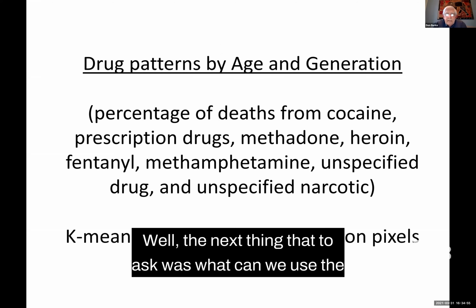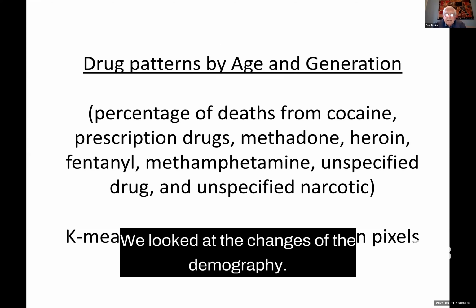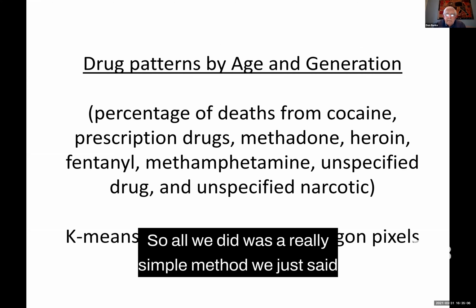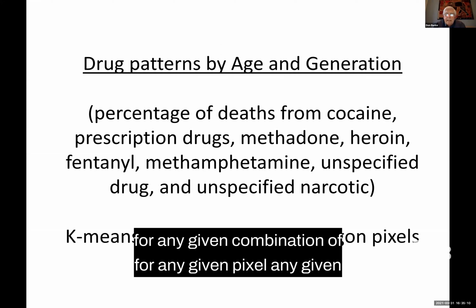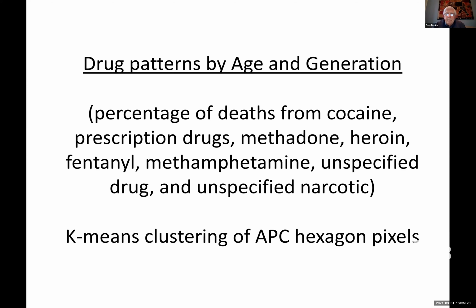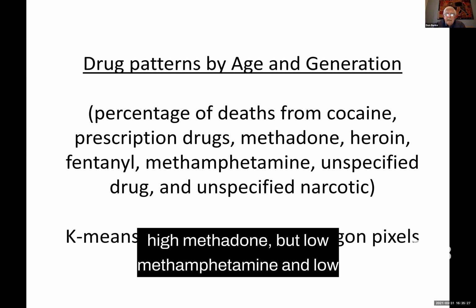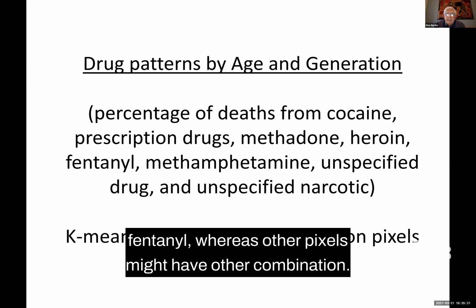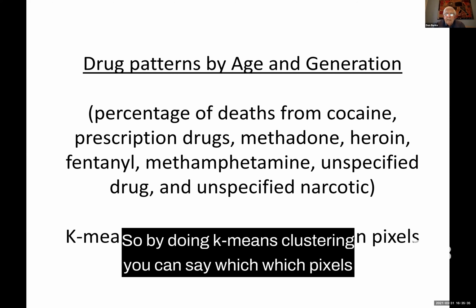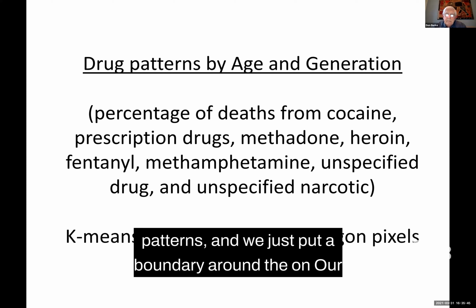Well, the next thing to ask was, can we use the methods to look at changes in drug use patterns? We looked at the changes in the demography. So all we did was a really simple method. We just said, for any given pixel, any given combination of age and year and birth cohort, what were the deaths due to in that particular pixel? One pixel might have high cocaine and high methadone, but low methamphetamine and low fentanyl, whereas other pixels might have other combinations. So by doing k-means clustering, you can say which pixels are most like each other in their drug overdose death patterns.